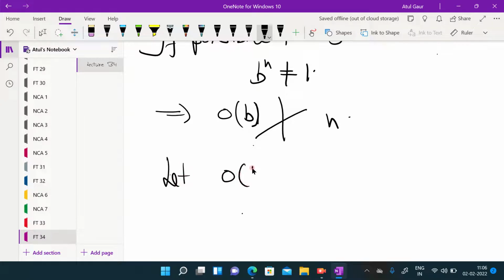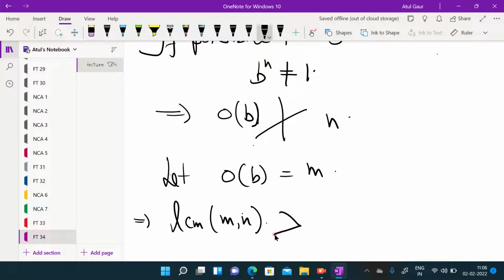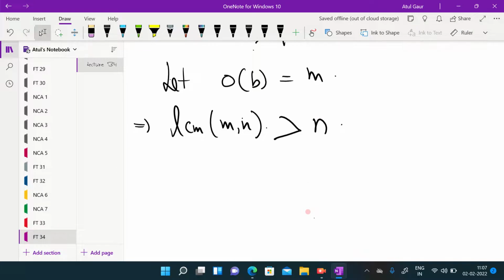Let's say order of b is m. What can you say about LCM of m and n? Because this m cannot divide n, can I say this will be strictly bigger than n? Is that fine? If m does not divide n, then LCM will definitely be bigger than n. Yes, sir.